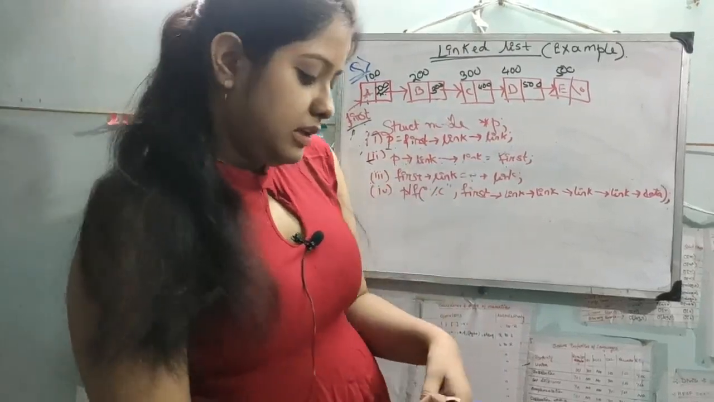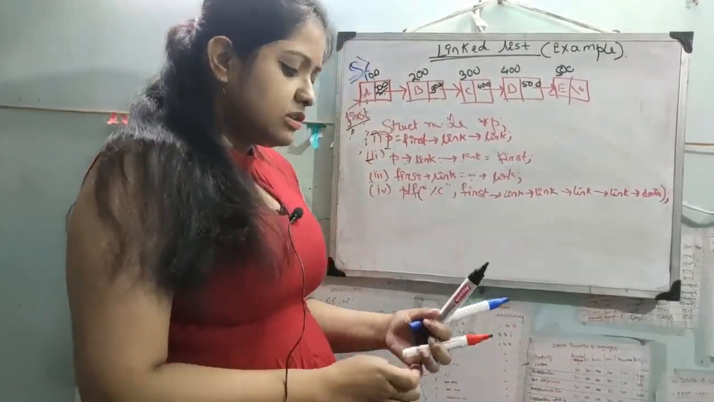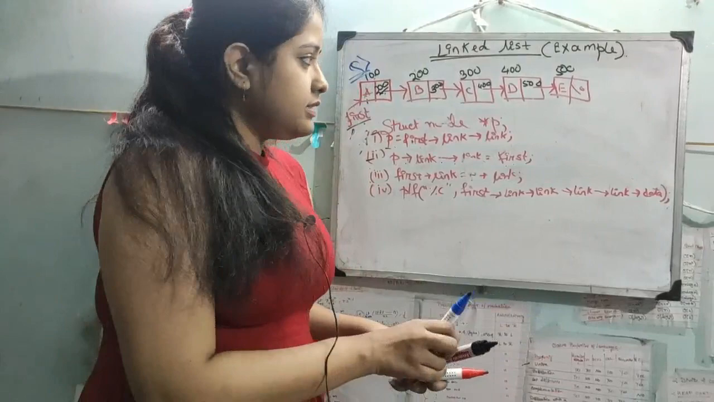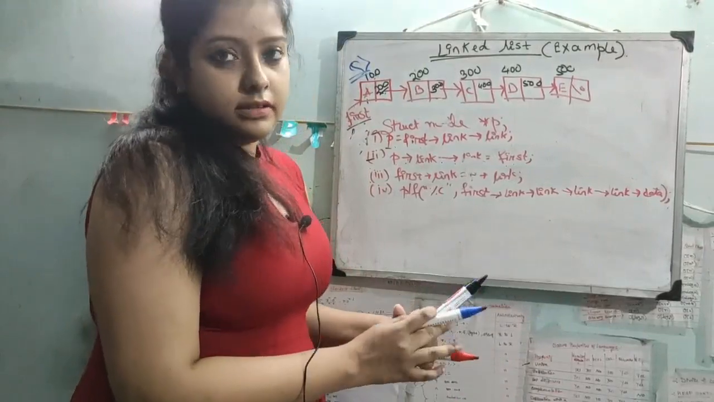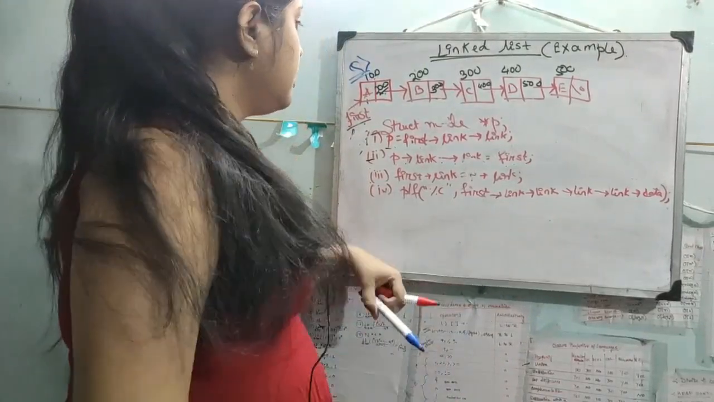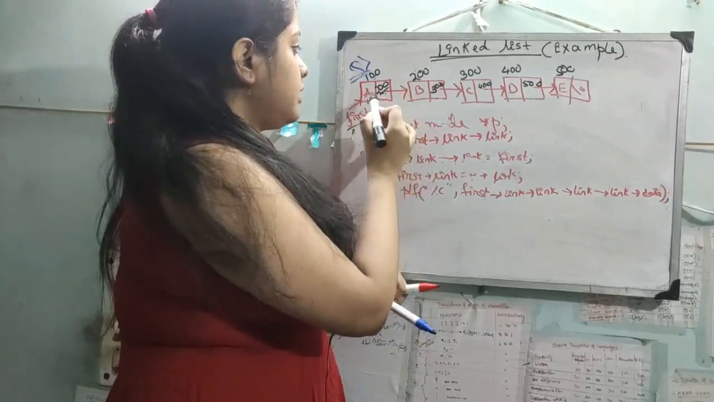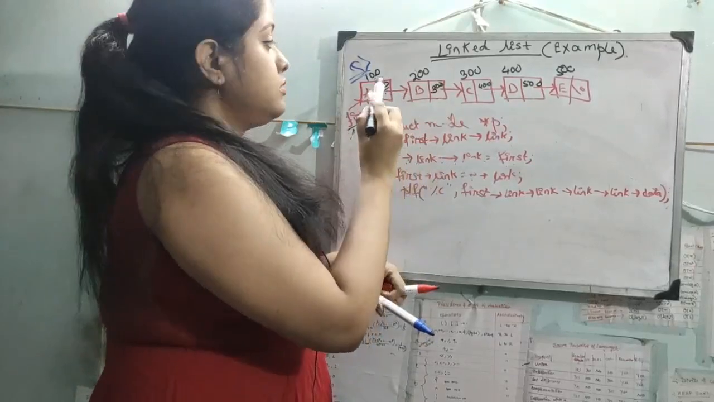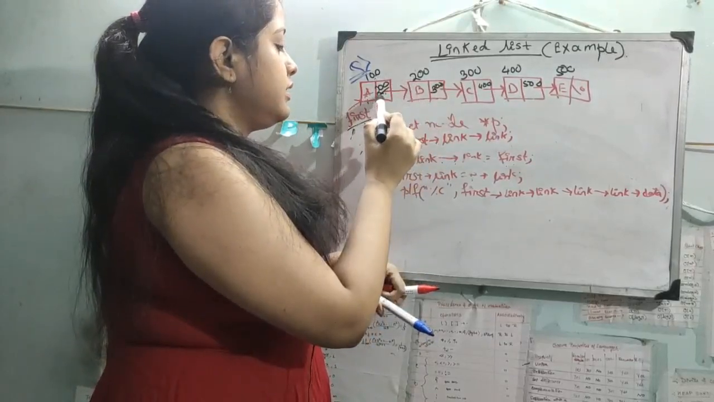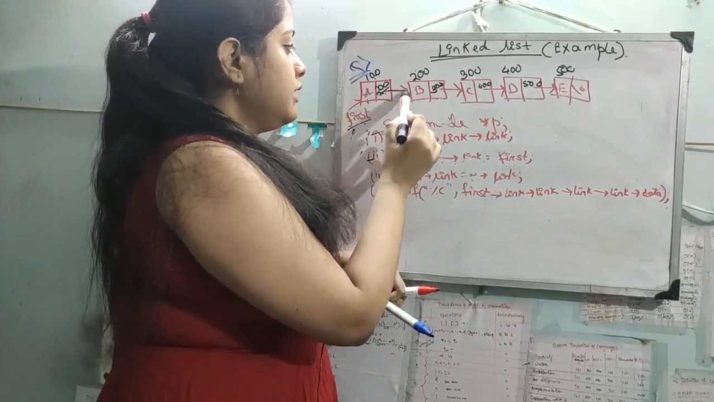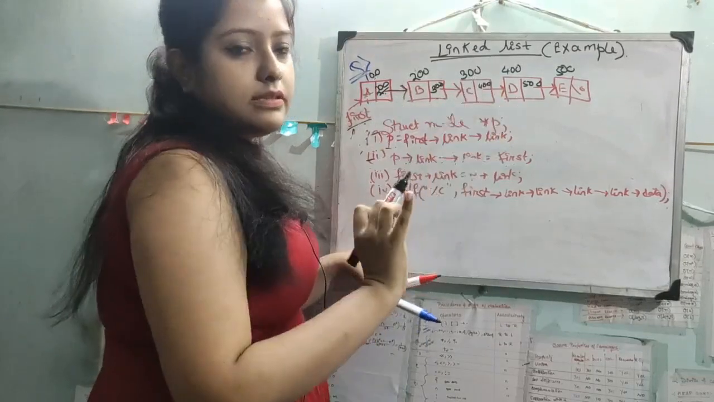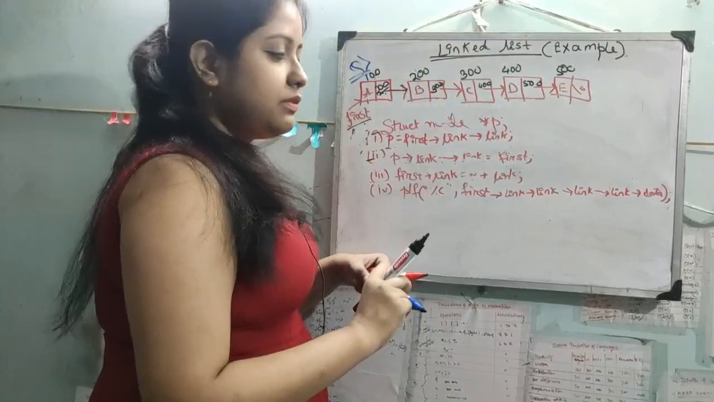This is an example I have taken, almost similar to the first one. This is another example. So you already know how these linked lists are created. 200 is placed here, that's why this link is created. This is the basic thing I already mentioned in my previous video.